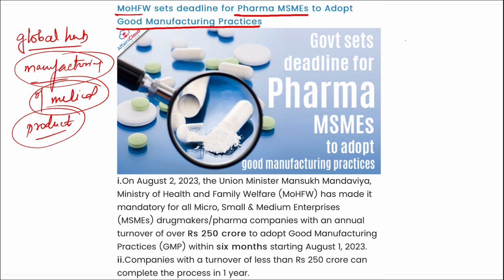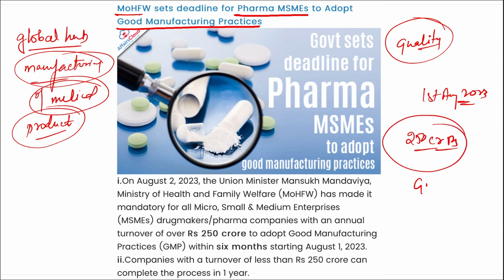So now in order to achieve this, we also have to maintain quality, correct? And in order to maintain quality, some guidelines were set by the Ministry of Health and Family Welfare for these MSMEs which produce pharma related medicines and products, and it is mandated for them to follow these manufacturing practices within the next 6 months starting 1st of August 2023. So remember, these MSMEs, drug makers, pharma companies with an annual turnover of more than 250 crore rupees have to adopt good manufacturing practices starting from 1st of August 2023.